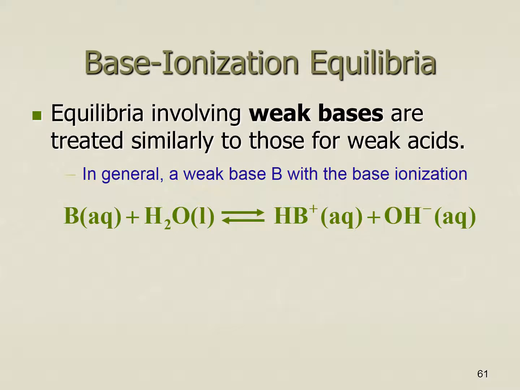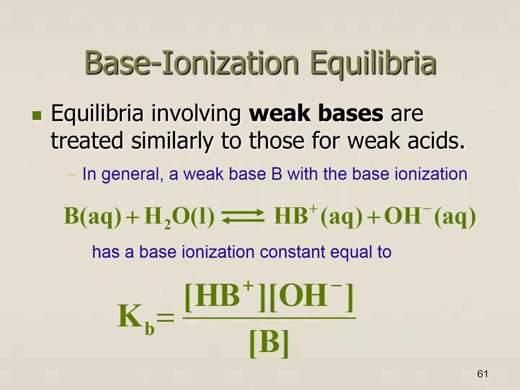So here's our general equilibrium for a generic base. If we just call the base B plus H2O, we know that the base is going to accept an H. Just for consistency's sake, we usually put the H on the front. If it's an acid, we take it from the front. If it's a base, we put it on the front. So it becomes HB plus. Don't forget the H plus has added, and OH negative. And then our Kb will equal HB plus times OH negative over B.